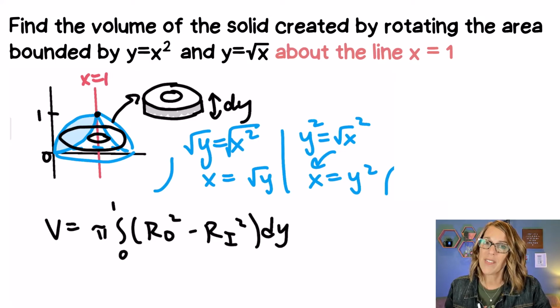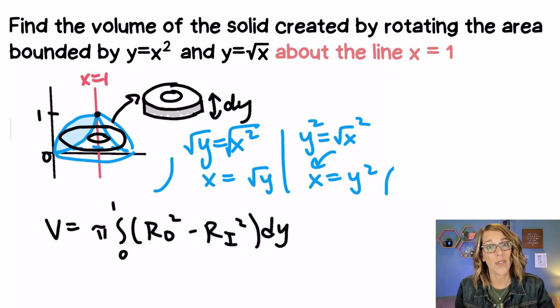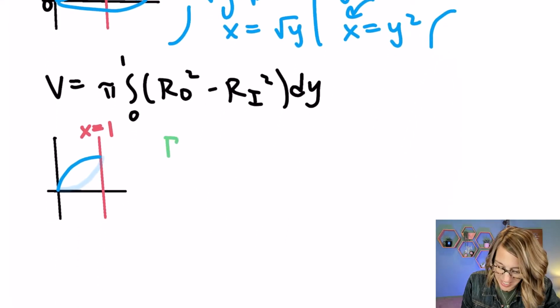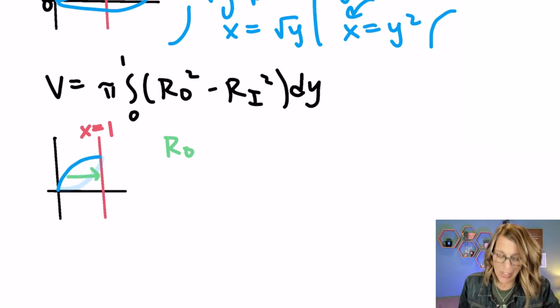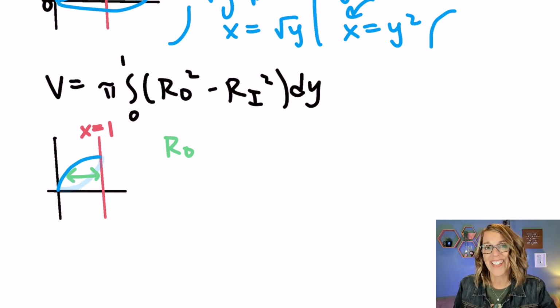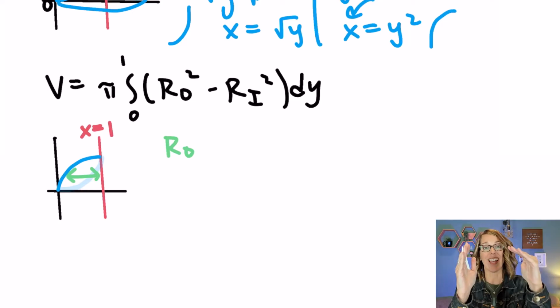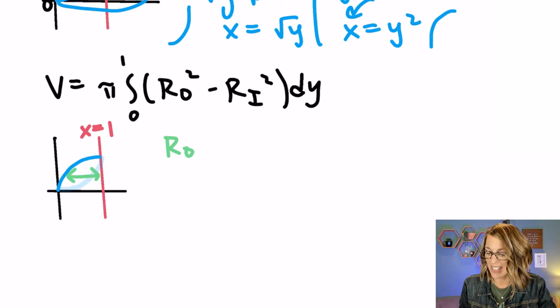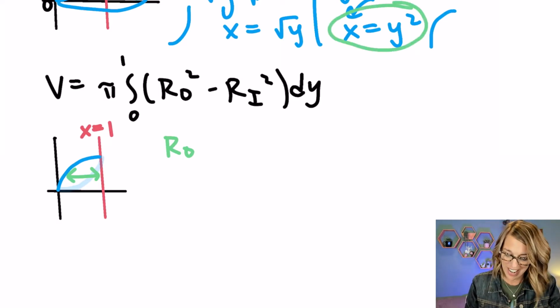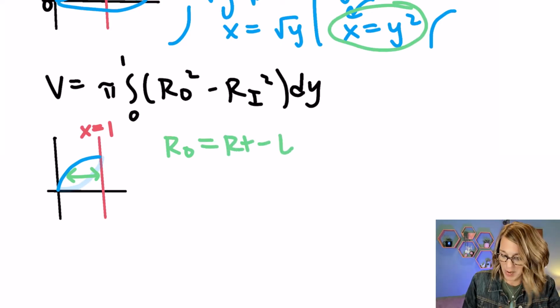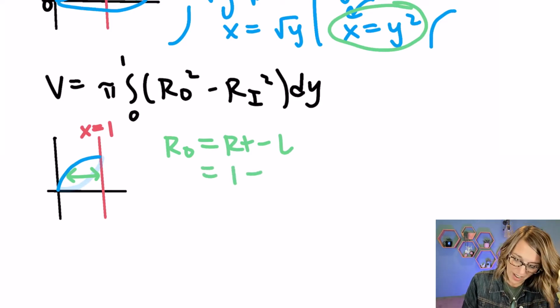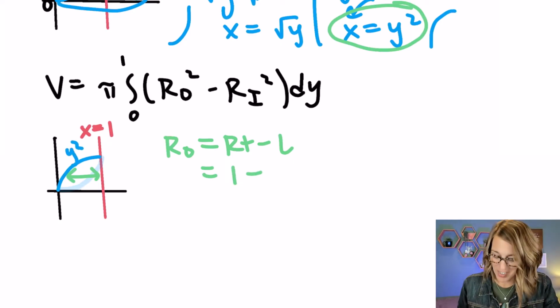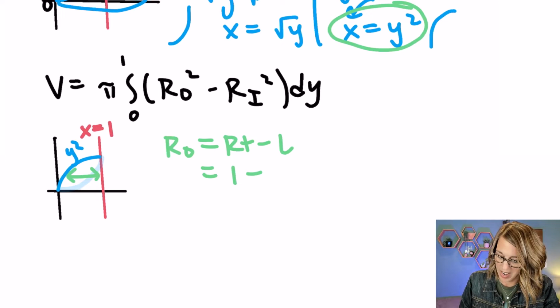Now I'm going to bring up a picture that gives us exactly what we need to figure out the outer radius. Now my outer radius is the distance between these two curves. In order to find that distance, I need to take rightmost minus leftmost. And leftmost, well, it was that square root of x, but square root of x is actually y squared. So as I put that radius together, it's going to be rightmost minus leftmost. Rightmost is going to be x equals 1 minus leftmost, but leftmost is y squared in terms of y. So we've got minus y squared.